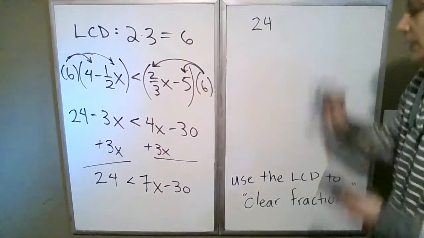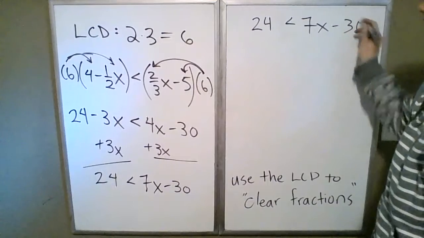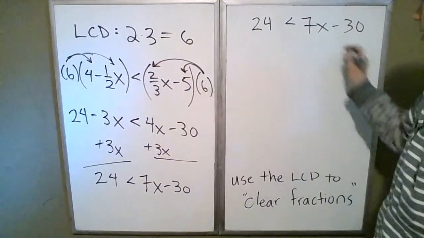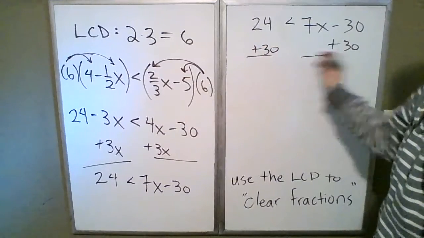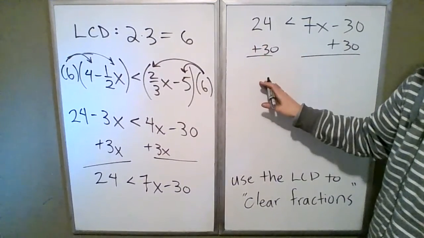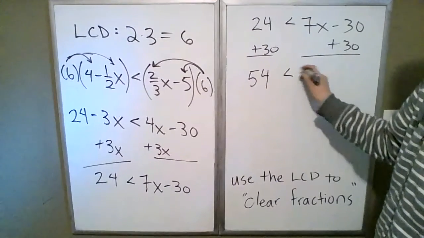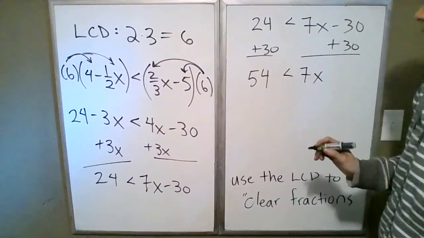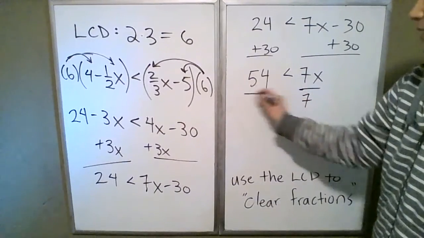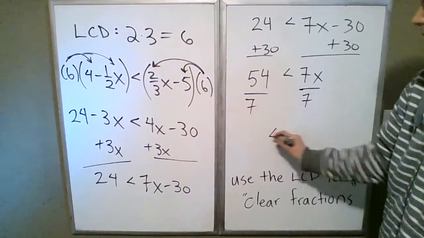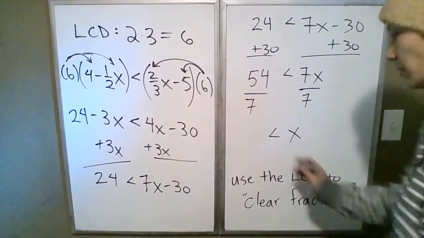So I have my 24 less than 7x minus 30. Then below this, we're going to put a plus 30 on both sides. Here's 54, less than 7x. Okay, when I divide both sides by 7, it is a positive number, so you keep the sign the same. Just copy. Here's x. And just leave this as 54 over 7.